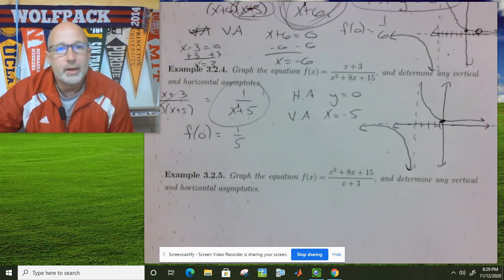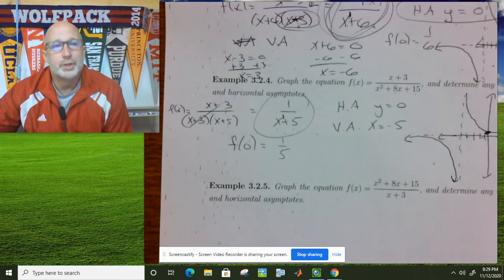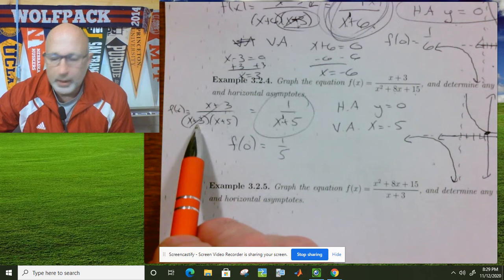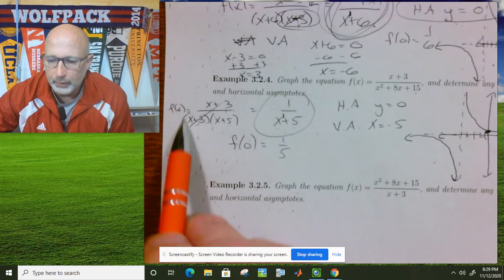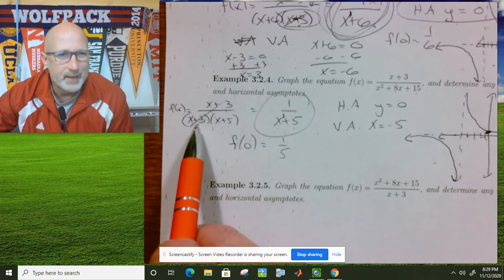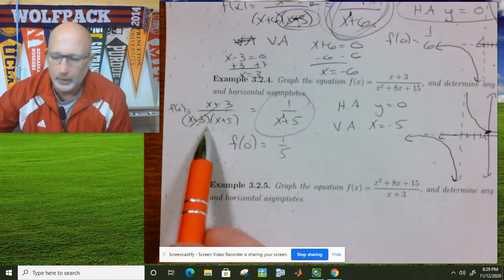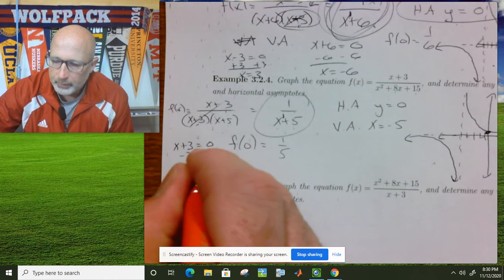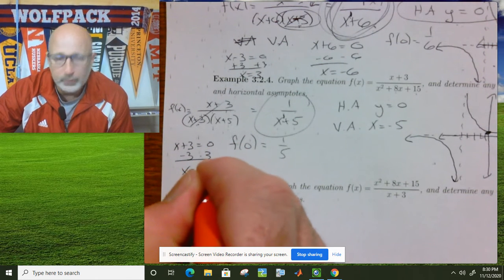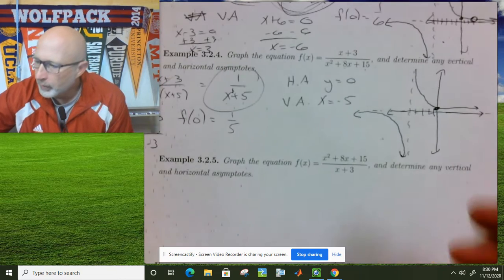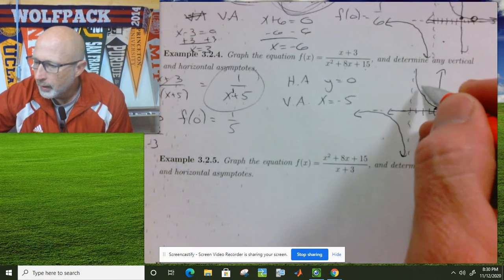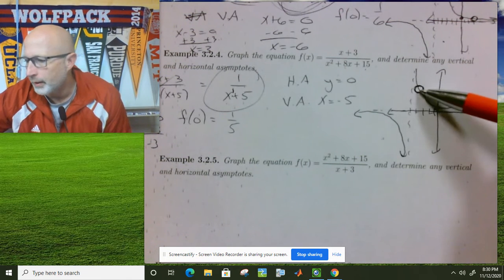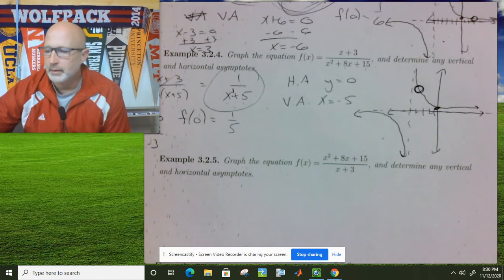Now, are there any holes? And the answer is yes, because I canceled it out. So what is the value of x that will make this thing equal to 0? Hopefully you see it's negative 3, right? Negative 3 plus 3 is equal to 0. If you don't see that, you can just say x plus 3 is equal to 0. Subtract 3 from both sides, and x is equal to negative 3. So I go to negative 3, 1, 2, 3, and there's going to be a hole right there. So ignore that thing right there. The graph actually goes right. It does not go through that point.